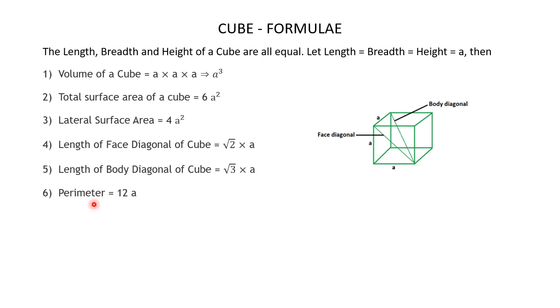Perimeter is equal to 12A. Now perimeter is nothing but the length of all the edges of the cube. Now since each edge is equal to A in a cube and since there are 12 edges in a cube, the perimeter of a cube would be equal to 12 multiplied by A. Remember these 6 formulae to solve problems on cubes.